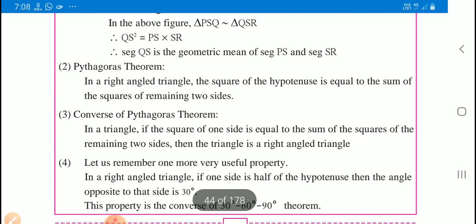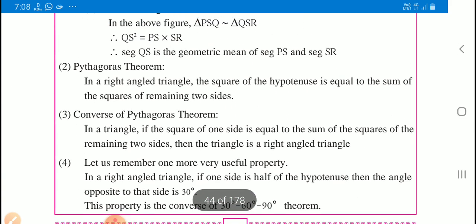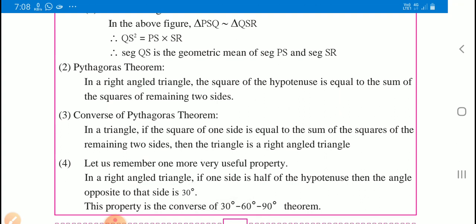Now, next is Pythagoras theorem, that is, in a right angle triangle the square of the hypotenuse is equal to the sum of the squares of the remaining two sides. Maybe in your exam, they can ask to prove the Pythagoras theorem. That time you should know the statement of this theorem. Now the converse they cannot ask as a proof, but maybe for properties or for a one mark question or for an example, it will come based on the converse of Pythagoras theorem.